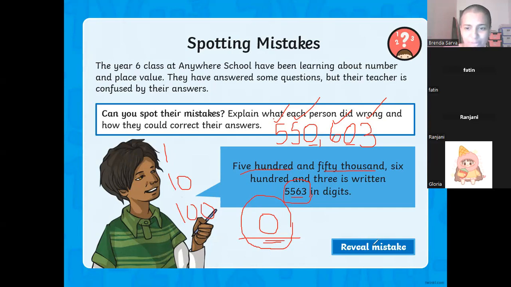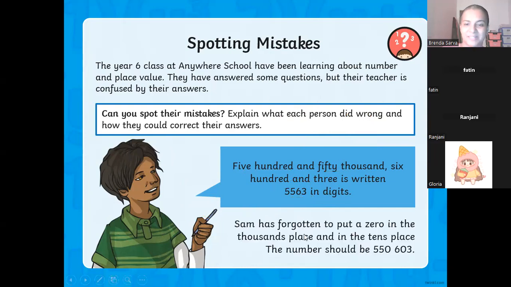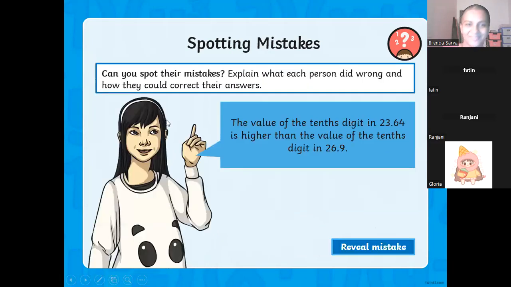All right, so far so good. Okay, guys, let's be a bit more careful. So what's the mistake? Sam has forgotten to put the 0, and so did our little friends here. All right, now next question. Let's say this is a little bit of recap, like how to say, start the engine to think. Okay, can you spot their mistakes?